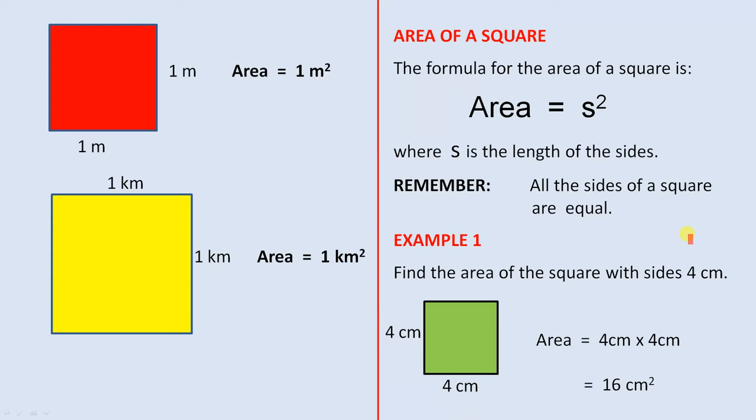Example 1. Find the area of the square with sides 4 centimetres. So here's a square, 4 centimetres and 4 centimetres. So the area is 4 centimetres times 4 centimetres, which is 16 square centimetres.